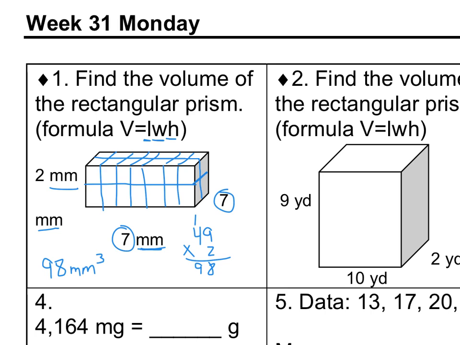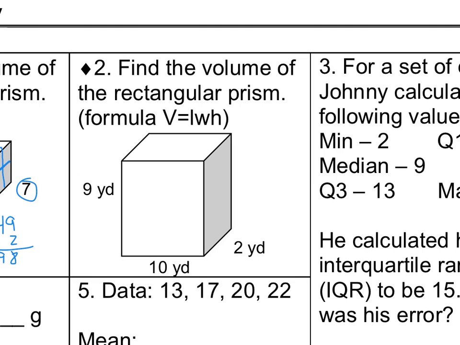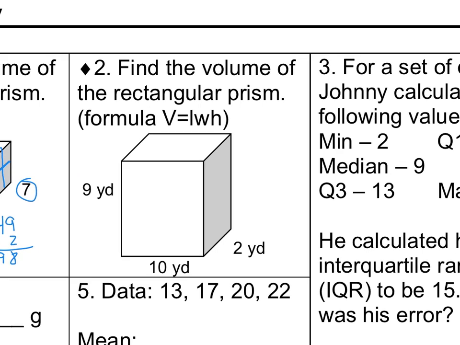All right, let's try number 2. So 9 times 10 times 2. Well, I'm just going to do 20 times 9, which is going to be 180. So 2 times 10 is 20, and 20 times 9 is 180. And then yards is our units. So we're going to write the YD, and then we're doing yards times yards times yards, a 3-dimensional object, so we have to put the little cubed up there. So that is our final answer. 180 cubic yards is the volume of our rectangular prism.